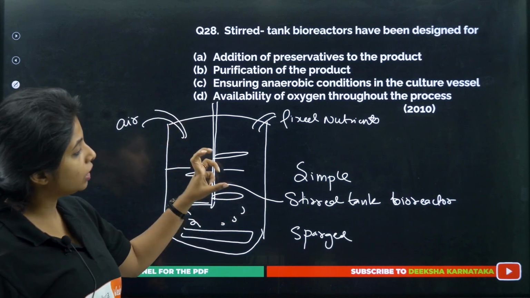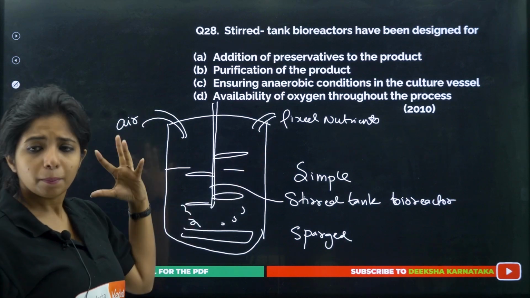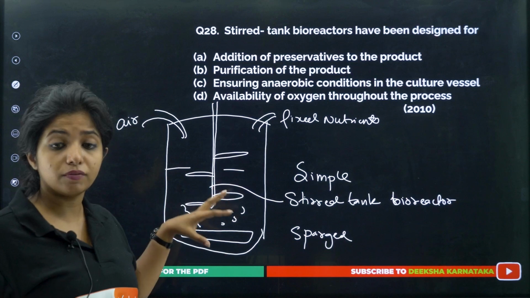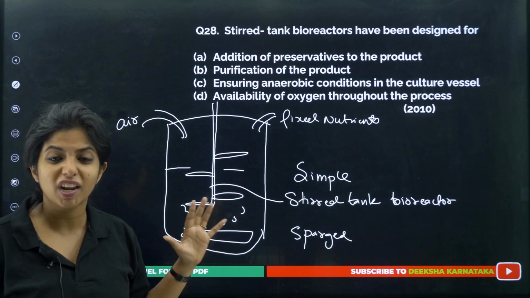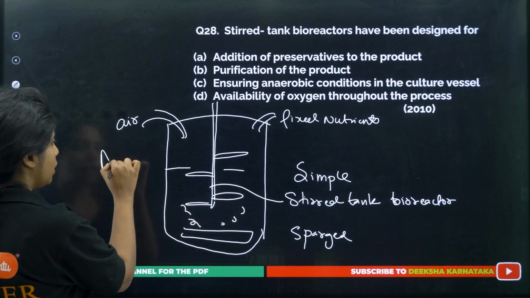The first place is that we need to mix the air efficiently. Obviously nutrients also you have to mix, but you want to make sure that the bacteria and everything which is put there are not doing anaerobic respiration, but they are doing aerobic respiration. We want them to do aerobic respiration.